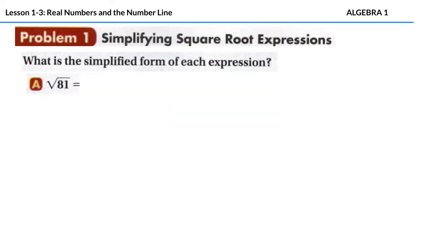Let's try to solve this problem, simplifying square root expressions. What is the simplified form of each expression? Square root of 81 is how much? It is 9. Why? Because 9 squared is 81. That's the reason. 9 is the square root of 81. Let's try another one.